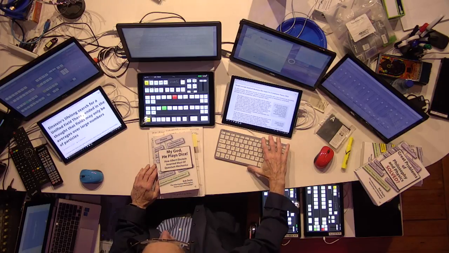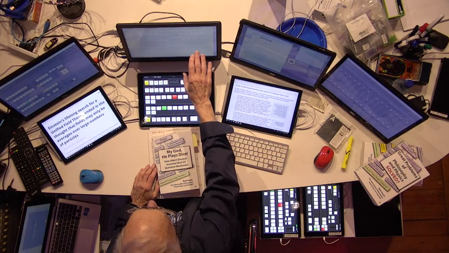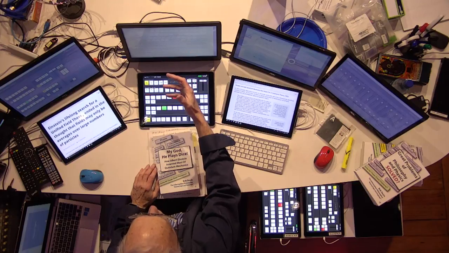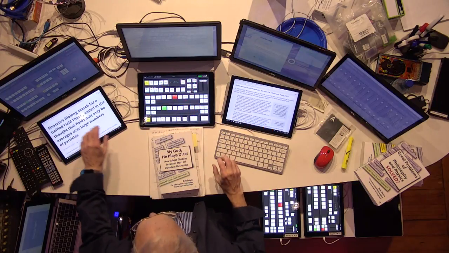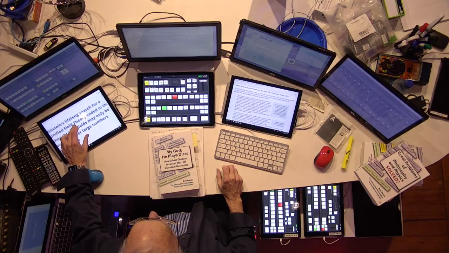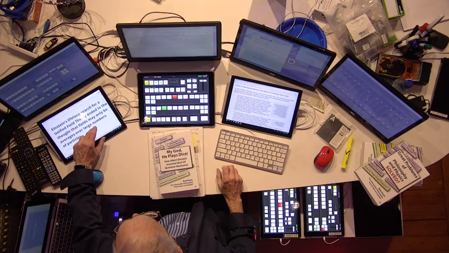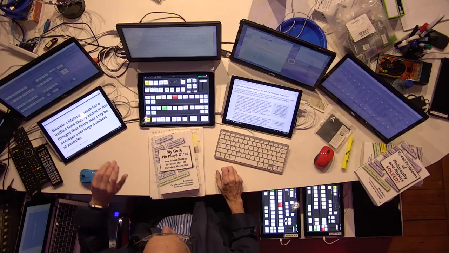Here, my keyboard lets me work that big screen, and on the big screen I can select text so you can read it clearly. All of these allow me to increase the size of the text so that it's very visible to you. My goal is to always be showing you things that you can hear from me and that you can also read from me.